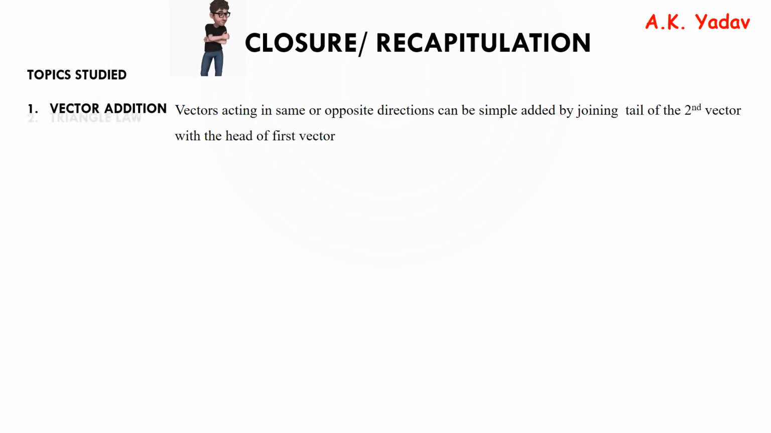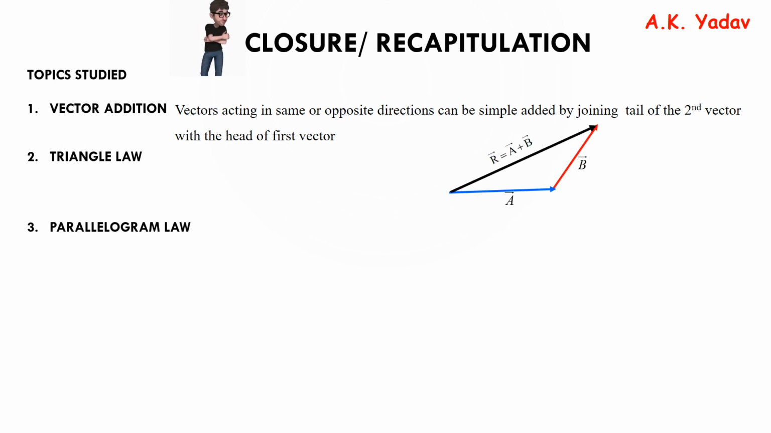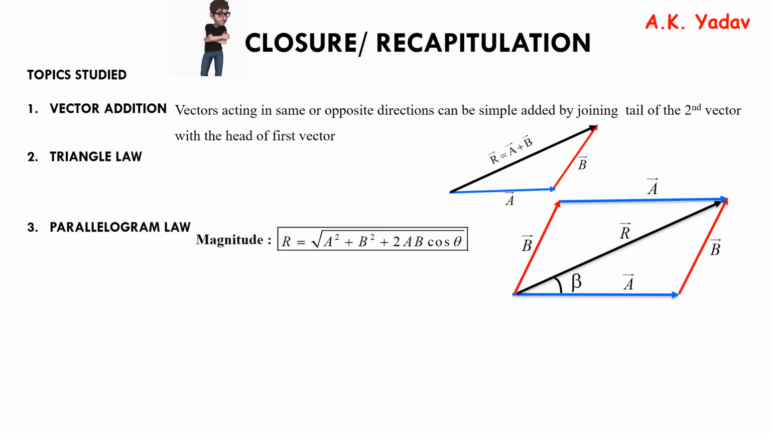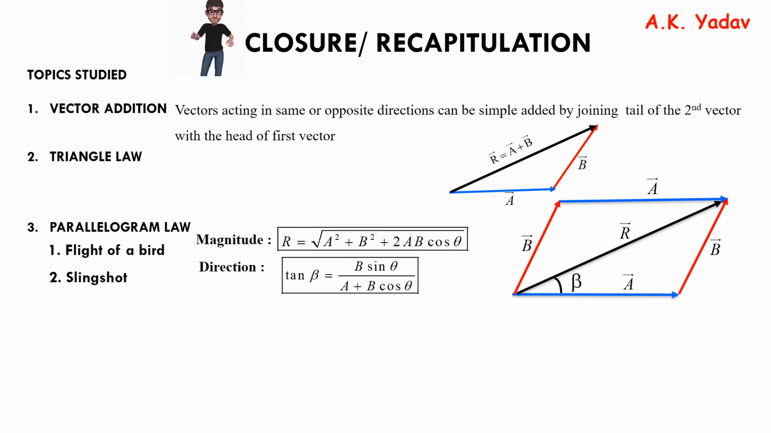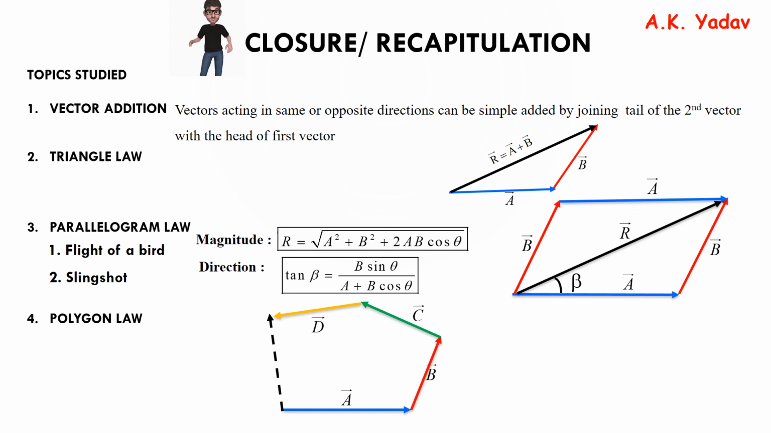What is vector addition, what is the triangle law: vector A, vector B, R is A plus B. Then the parallelogram law: magnitude R is equal to the square root of A square plus B square plus 2AB cos theta. Direction: tan beta is equal to B sine theta upon A plus B cos theta. Examples for flight of bird and slingshot. Then we did the polygon law, for a large number of vectors.